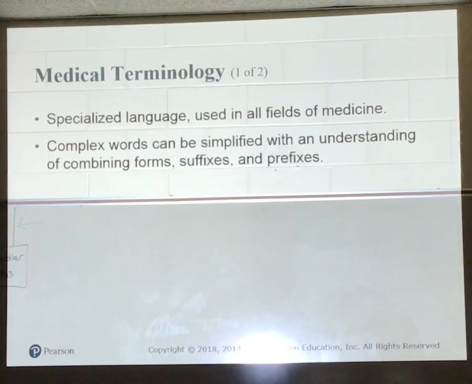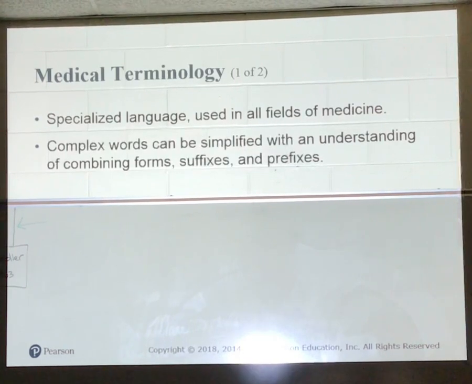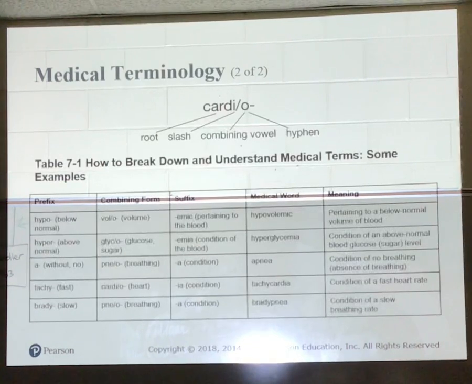Alright, medical terminology. Medical terminology is kind of like a language of its own, and the more you use it, the more you're going to understand it. Okay? We try to break words down. They have a prefix, a suffix. So prefixes are going to be hypo, hyper. What does hypo mean? Low.